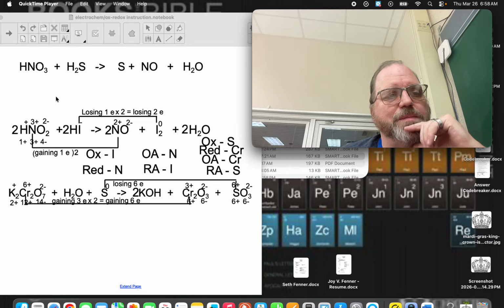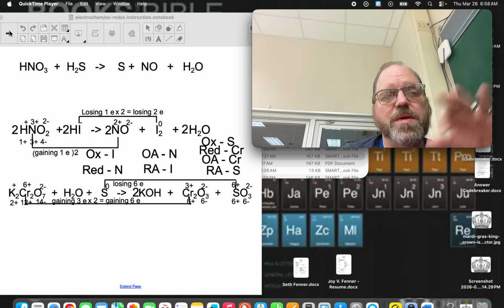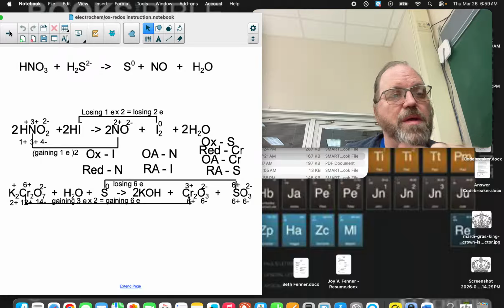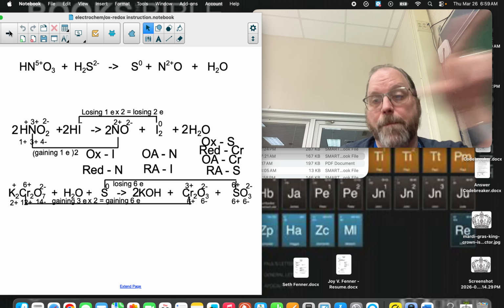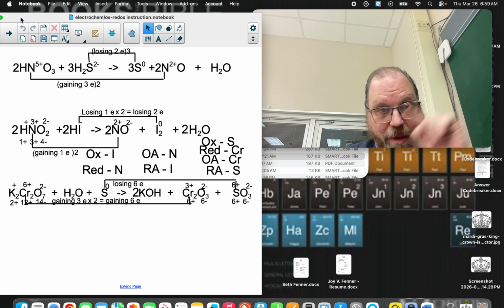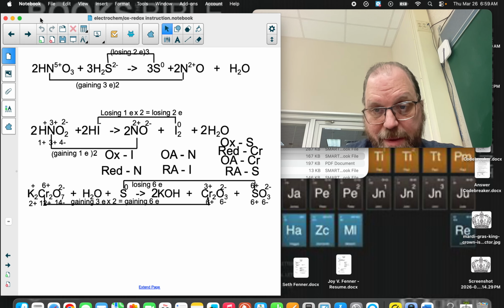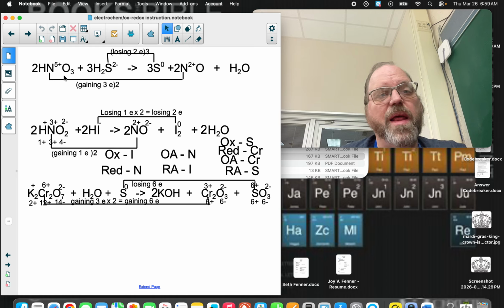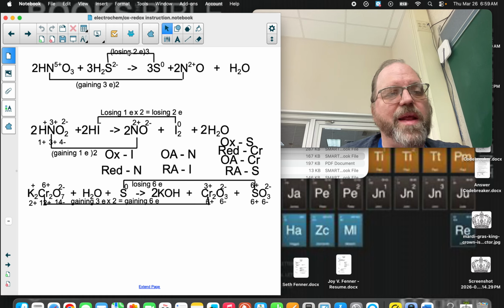Let's try this one now. So oxygen, sulfur is 0. Sulfur is -2. Nitrogen is going to be +2 and +5. Box them. How many lost and gained? Try that, if you haven't done it yet. Okay, you should get that there. Losing 2, gaining 3. Put a 2 and a 3 in front of each problem.